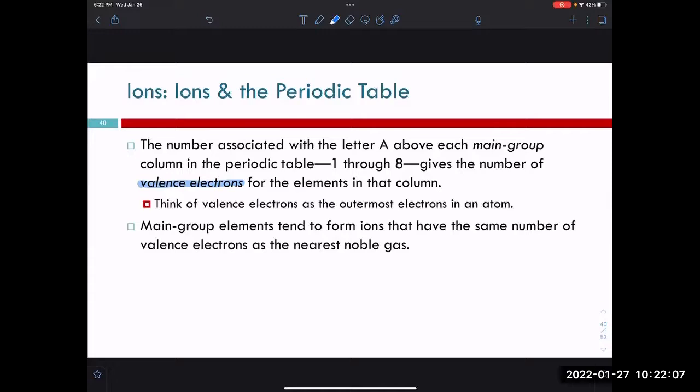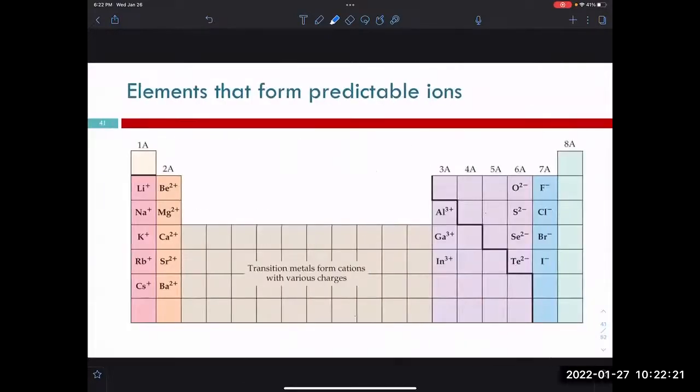So then main group elements tend to form ions that have the same number of valence electrons as the nearest noble gas. So this is why group 1 forms +1 charges. If they lose 1 electron, so let's look at lithium. If it loses 1 electron, it'll have the same number of electrons as helium.